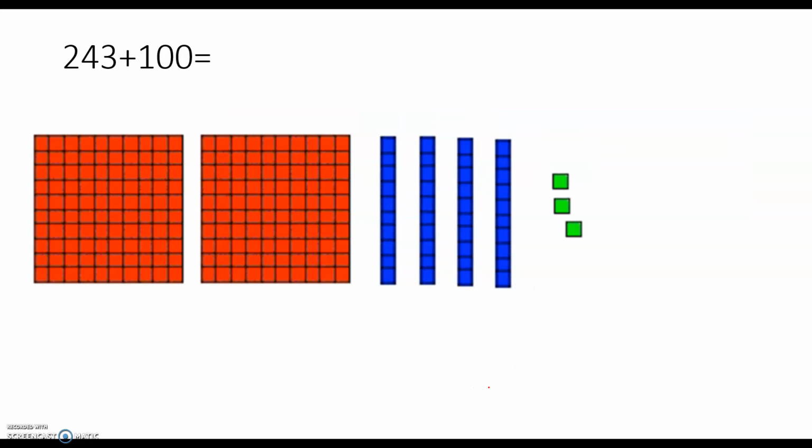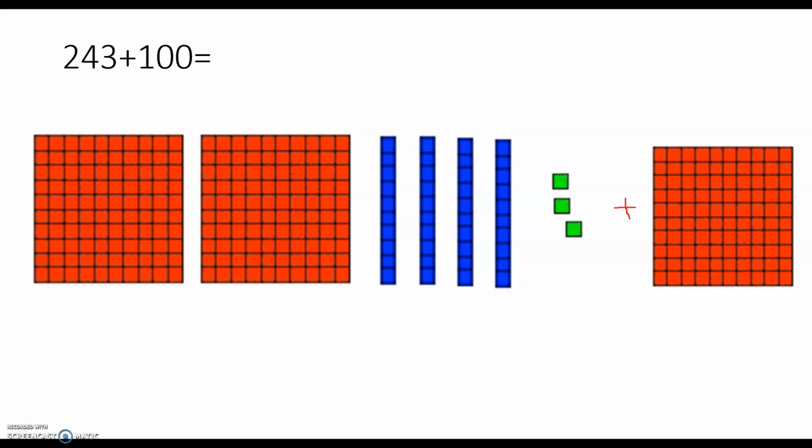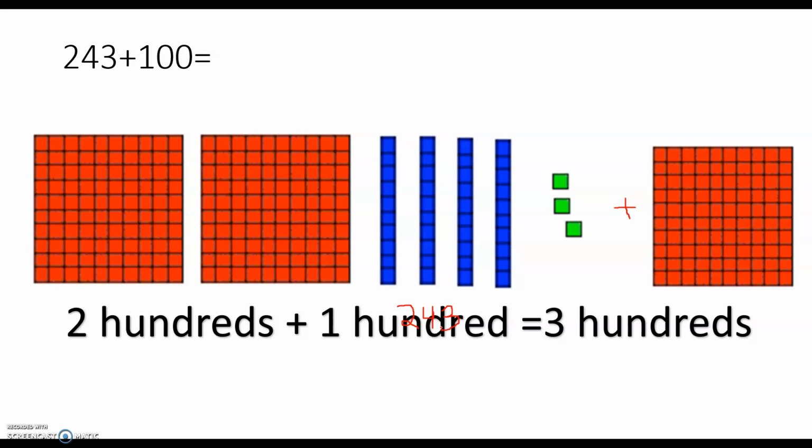Now, how do we add 100? We've got 243 again, but this time we're adding 100. So we need to look at our hundreds place. That's the number that's going to be changing. We have two hundreds. We're adding 100. That equals 3 hundreds. So 243 plus 100 is 343. Our hundreds place number changes.